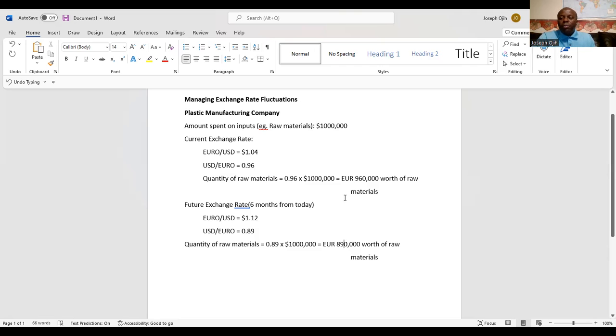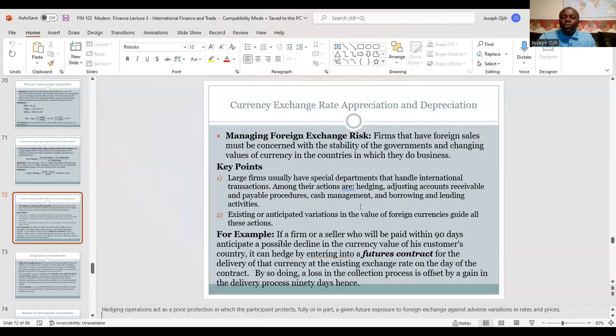Or let me put it this way: you pay an insurance company a premium, so that in case of an accident, the insurance company will cover the cost, and you are still good. That kind of thing is a kind of exchange rate protection, hedging I mean. They can even adjust their accounts receivable and payable procedures, and there can be some cash management procedures that they might use to protect themselves. All these things constitute separate topics that I'm going to discuss in the future.